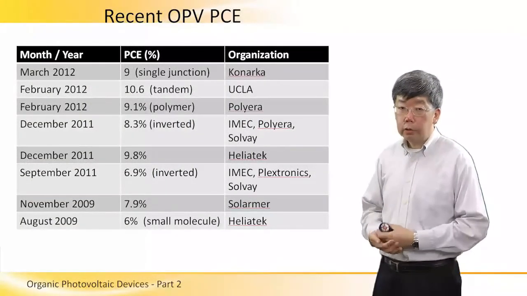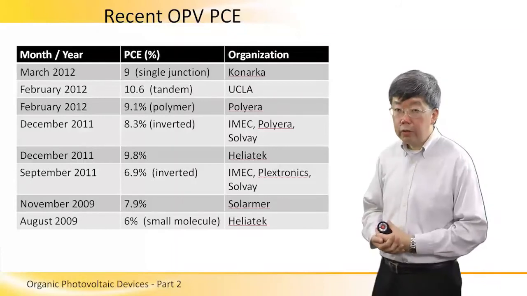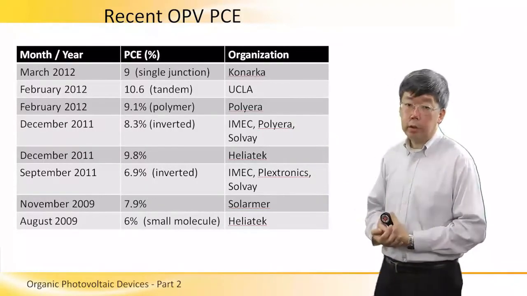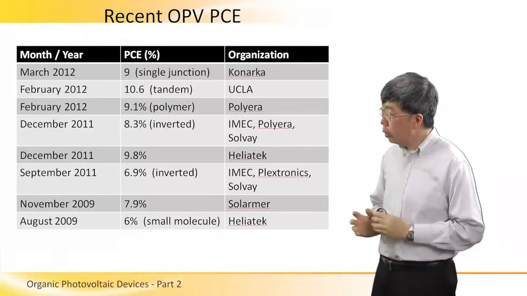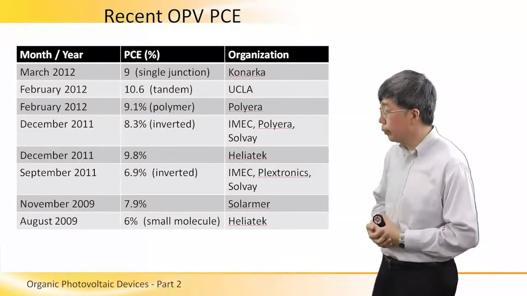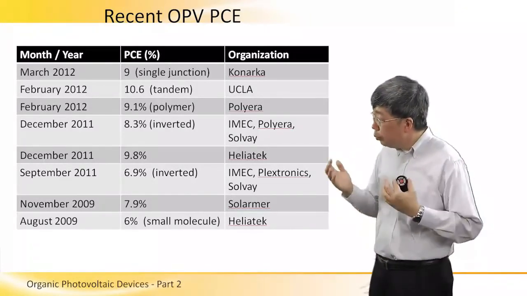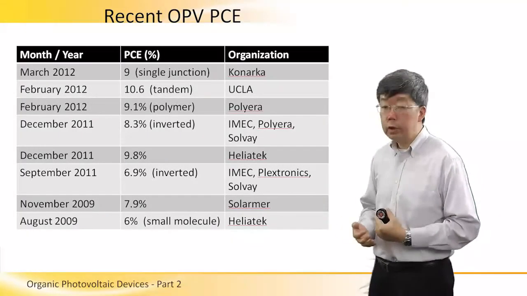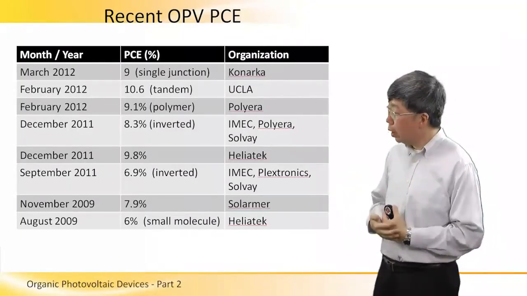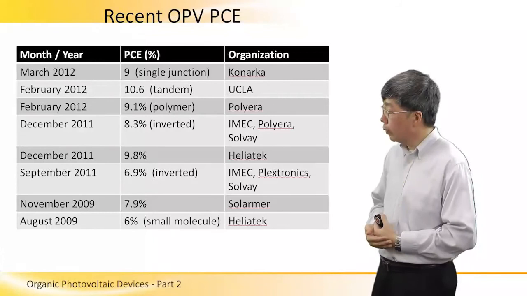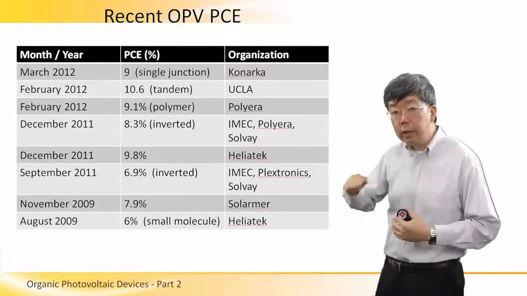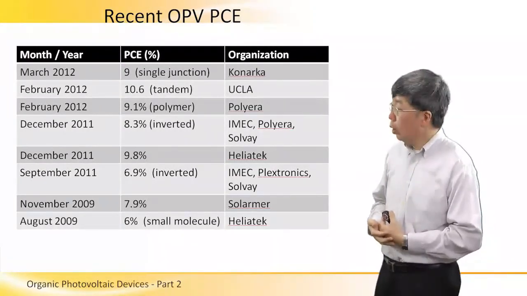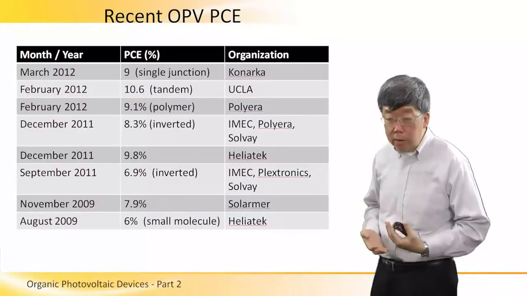So next we will show some very recent OPV PCE values. This is obtained from a consulting company, and we are showing the most recent data. So very recently, the PCE for both single junction devices and the inverted devices have reached about 9%, in the 8 to 9% range. And for the so-called tandem device, where we stack two or more single junction devices, the PCE has exceeded 10%.